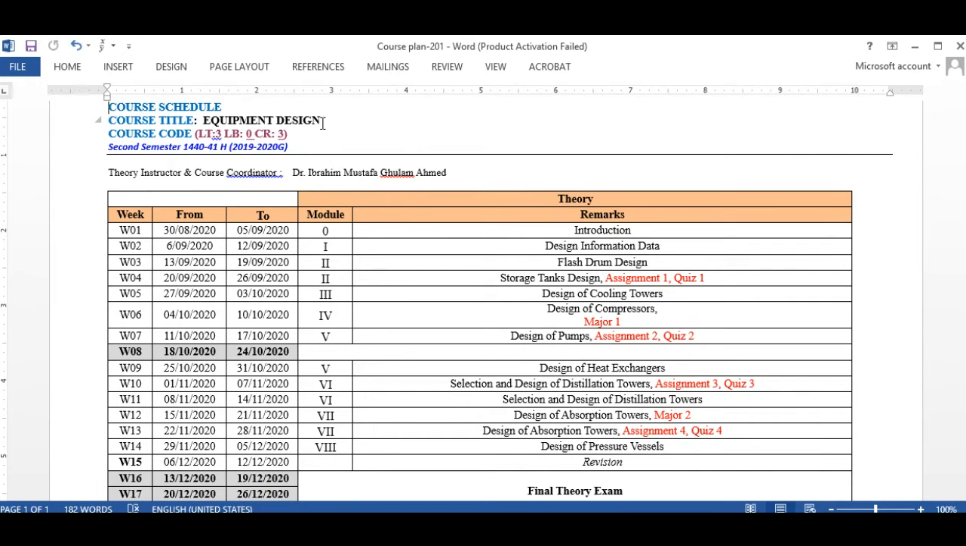And when you do the senior design project, this course is very important for you, because in the senior design project, you will be asked to design the process plant and the equipment. So this course is very important. You have to understand. So this is about this course.